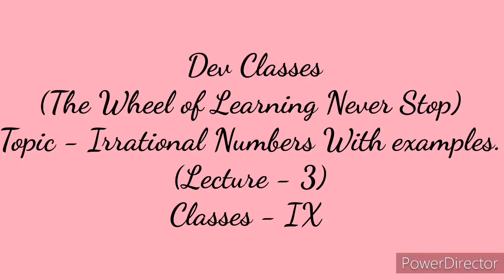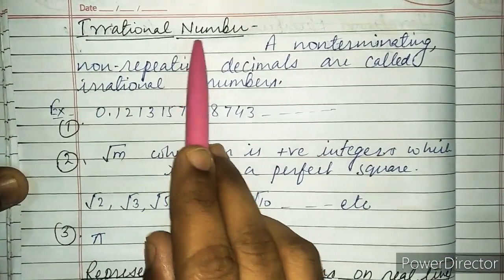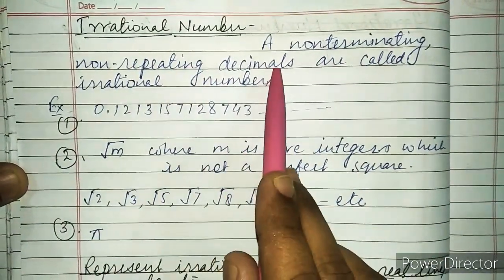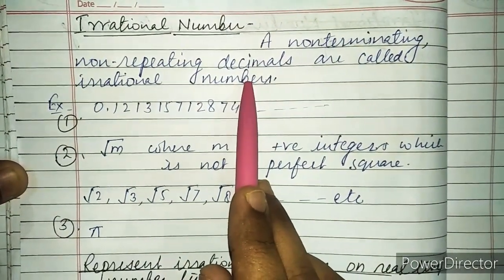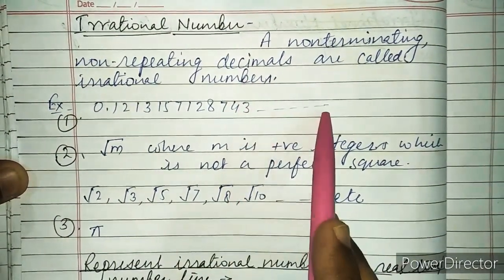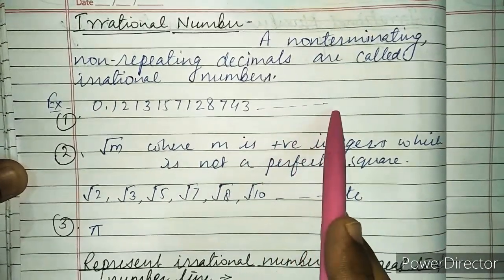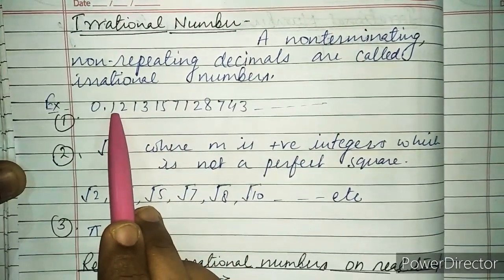In the previous video I already introduced what an irrational number is. As you can see, non-terminating, non-repeating decimals are called irrational numbers. So the number should not terminate. You can see here that the number is not terminating, it continues, right? And there is no repetition of a string.